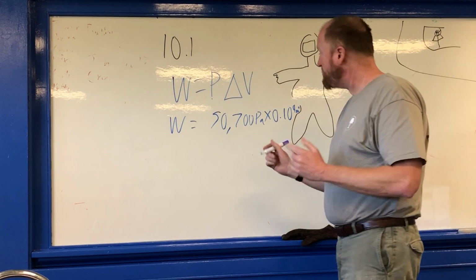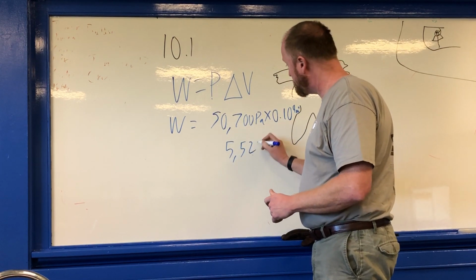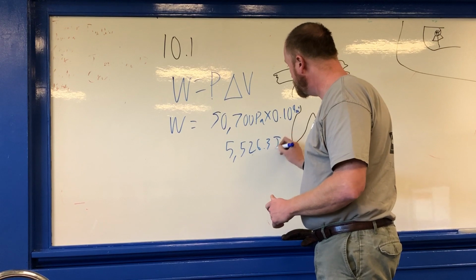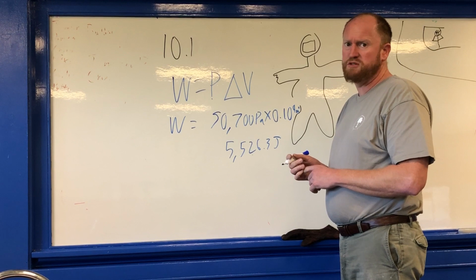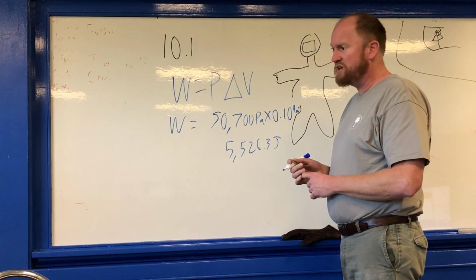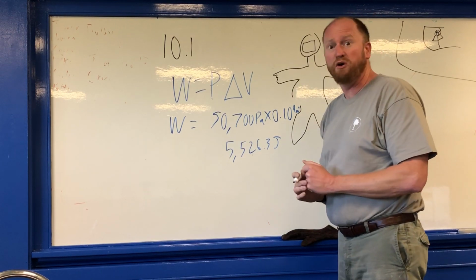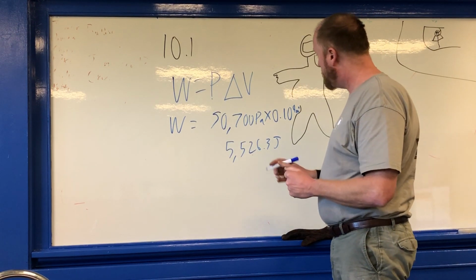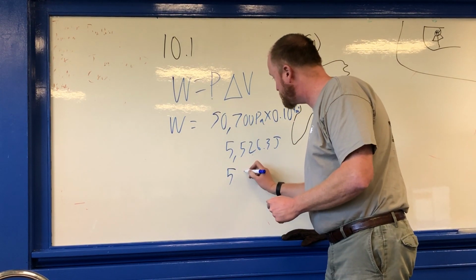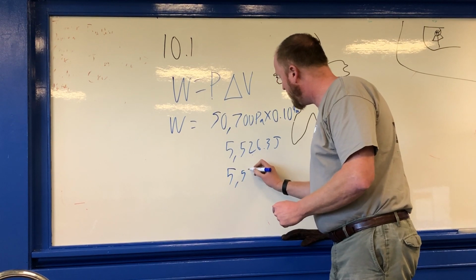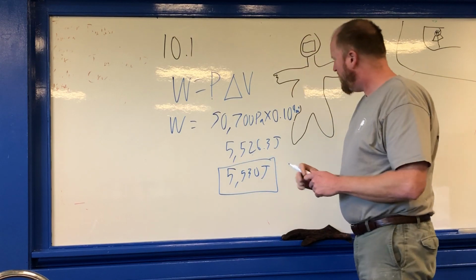You punch that in the calculator, I punched it in there, and I got 5,526.3 joules of work, which is not an enormous amount, although you're not dealing with an enormous volume and you're dealing with a very small pressure. In fact, the pressure is so small you would never find it down here on the surface. Rounded to 3 sig figs, 5,530 joules should be your answer.